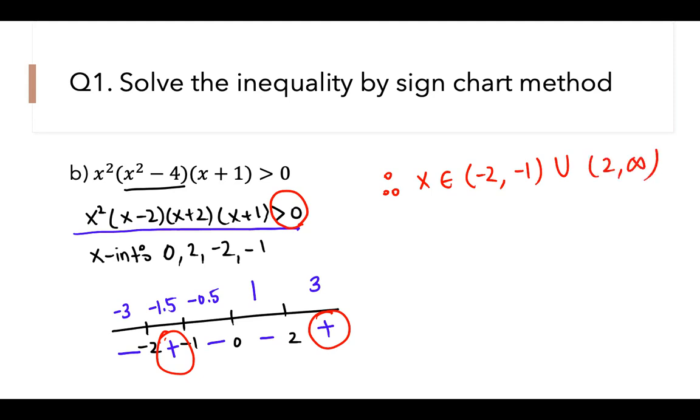Or you could represent it using set notation. So x is between -2 and -1, or, using the union symbol for set notation, x is greater than 2. Okay, one or the other will be sufficient.